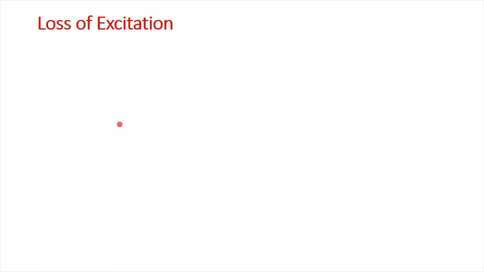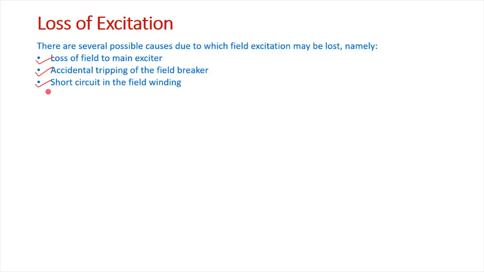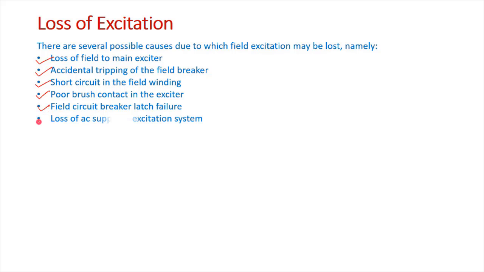Now I'll talk about the loss of excitation in a generator: what happens when loss of excitation occurs, and how we can protect the generating system. There are several possible causes due to which the field excitation may be lost, namely loss of field to the main exciter, accidental tripping of the field breaker, short circuit in the field winding, poor brush contact in the exciter, field circuit breaker latch failure, and loss of AC supply to the excitation system. So these are the six causes.